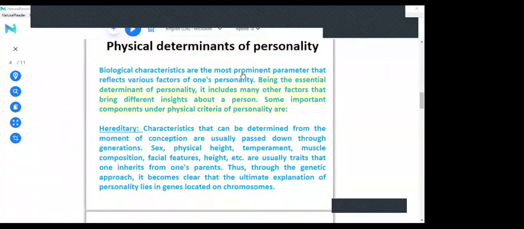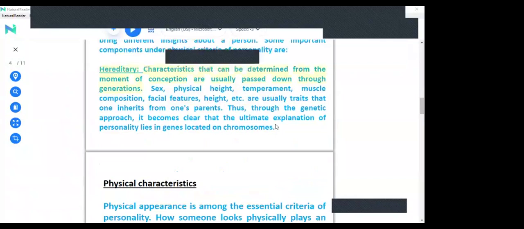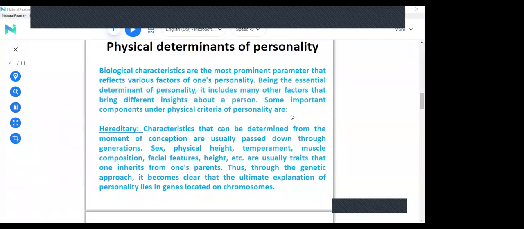Okay, now the physical determinants of personality, physical characteristics. Two slides, two topics, but the same concept. Okay. Then, my dear student, first you have to think about the topic-wise concept in a slide. This type of concept covers parents and the genetic approach, such as physical appearance, generation, sex, temperament, muscle composition, and facial features, height, like that.